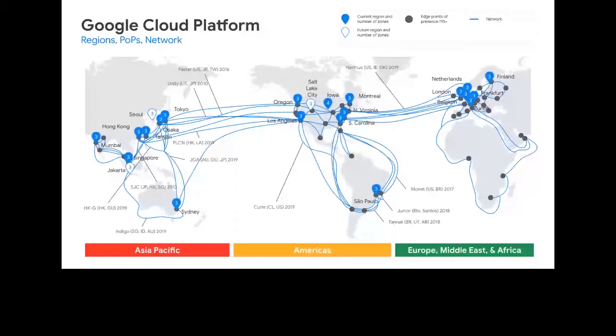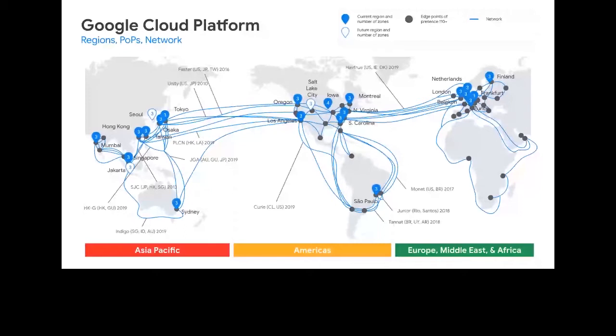So as you can see, we have 3 regions: Asia Pacific, Americas, and EMEA, Europe, Middle East, and Africa, and we have POPs in each region for the users to have better connectivity.